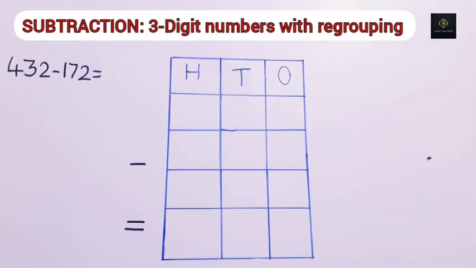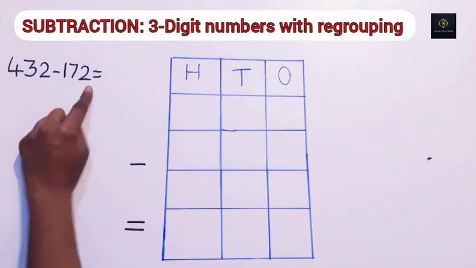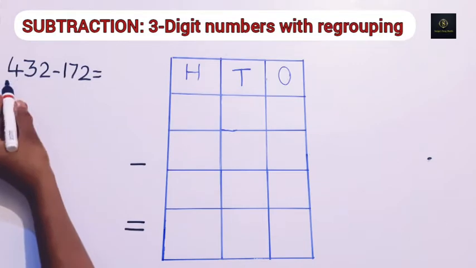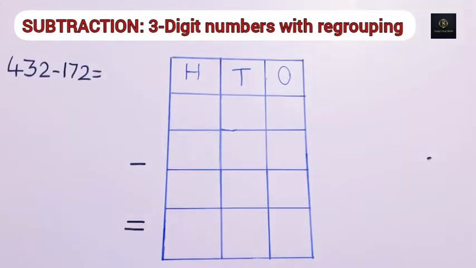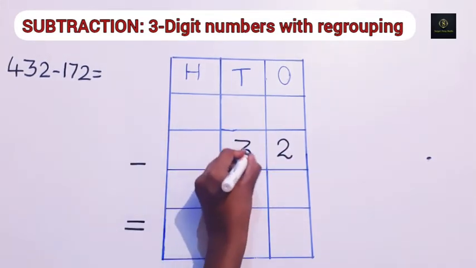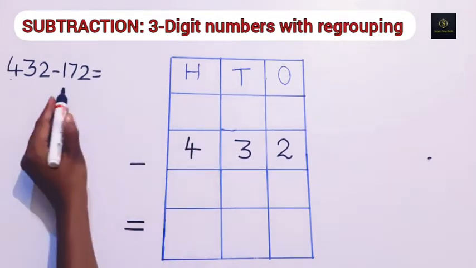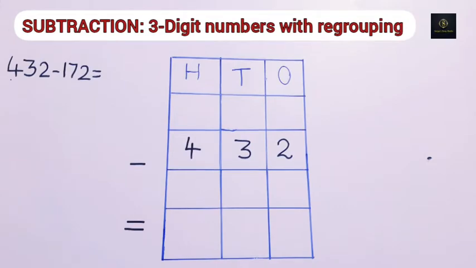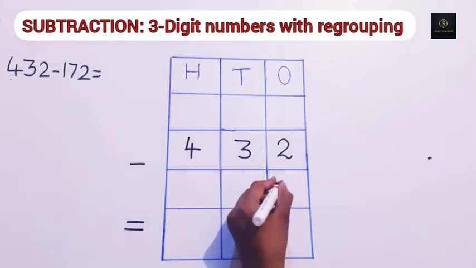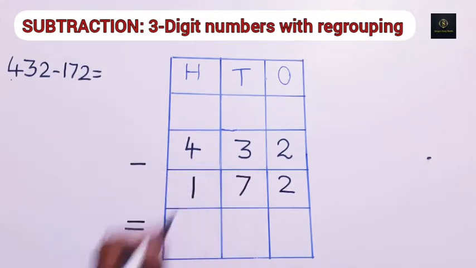Now, let's see one more example, that is 432 minus 172. Now let us place the number 432 in its respective places, that is 2 in the ones column, 3 in the tens column and 4 in the hundreds column. Now let us place the number 172 in its respective places, that is 2 in the ones column, 7 in the tens column and 1 in the hundreds column. Now let us subtract starting from the ones place.